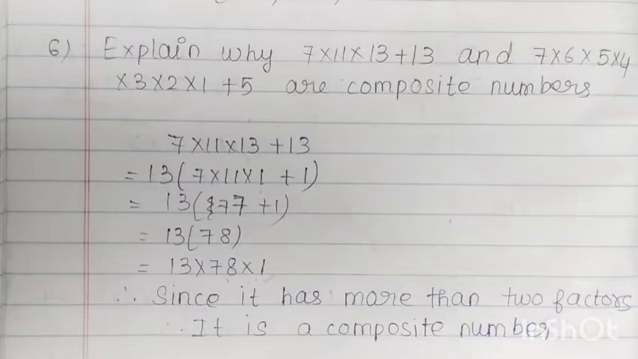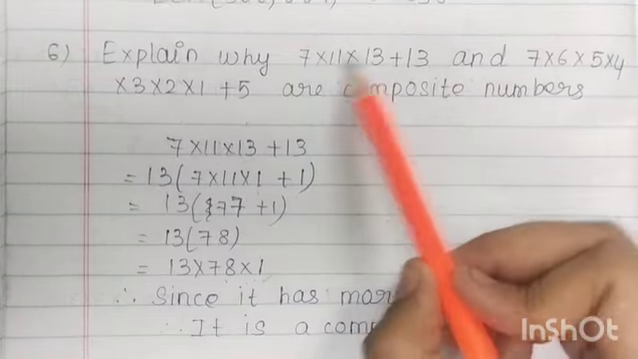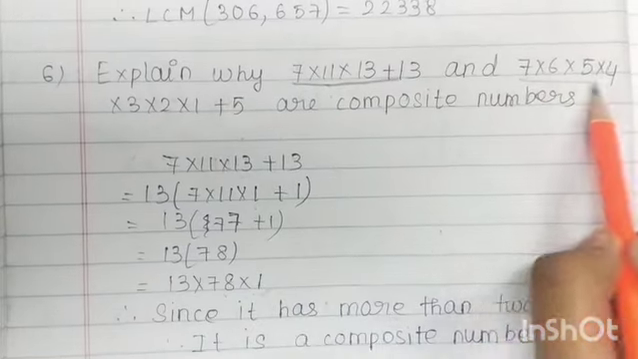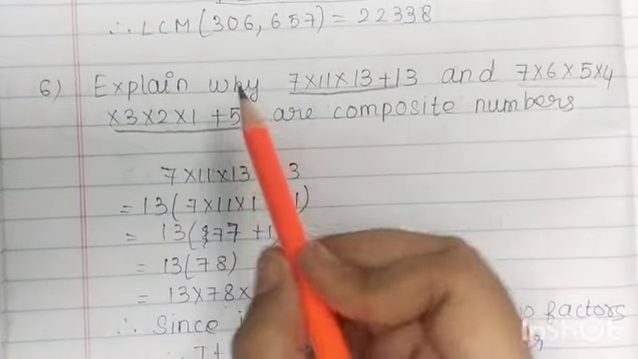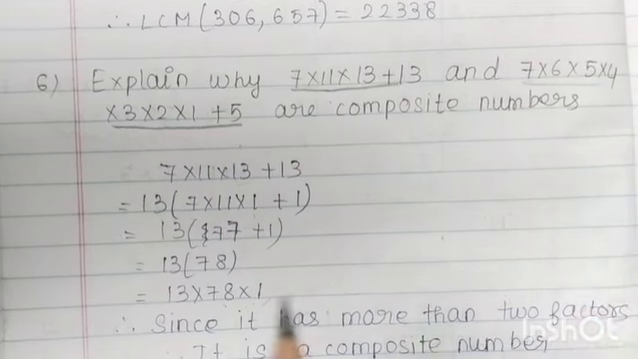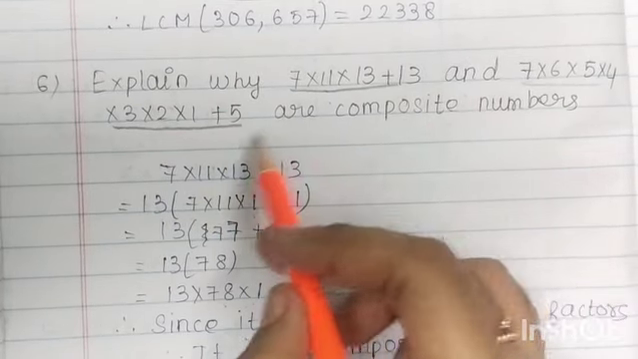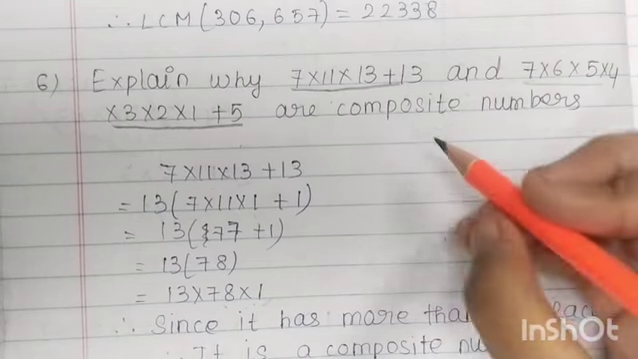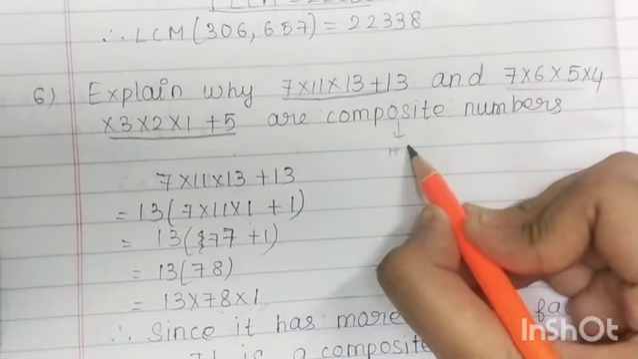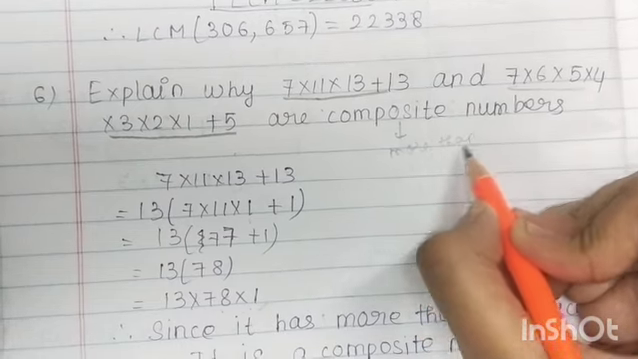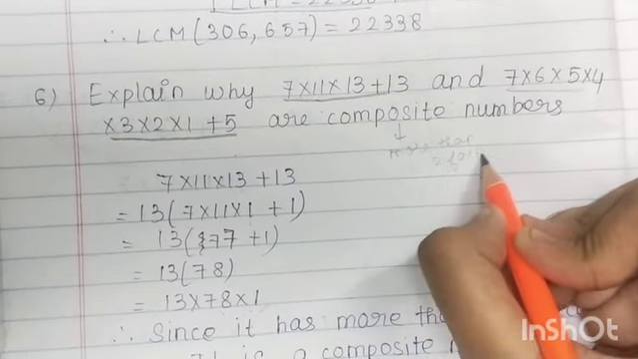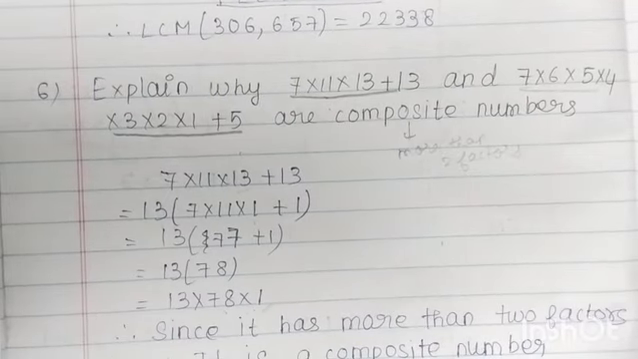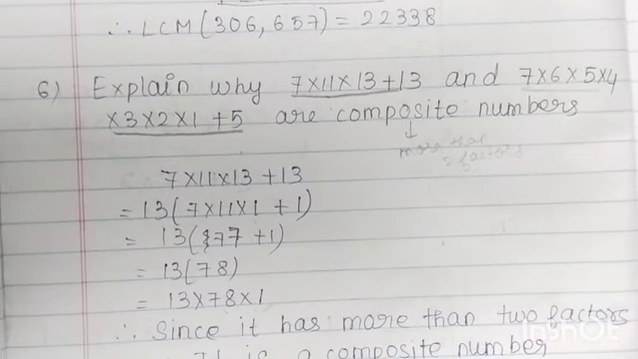Hello everyone, today we are going to see exercise 1.1, sixth sum. They have given you two numbers and they're asking us to justify why these are composite numbers. So explain why these numbers are composite numbers with a reason. Composite numbers, as I said, have more than two factors, so that is our criteria. We are going to check whether it satisfies or not, so that will be your reason, right?